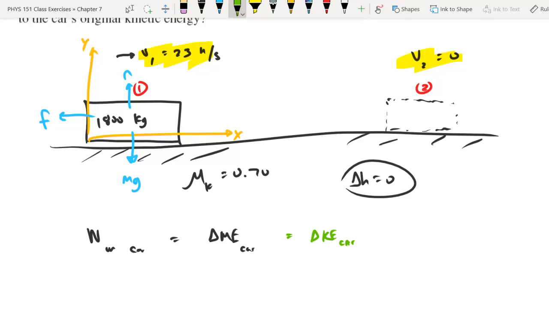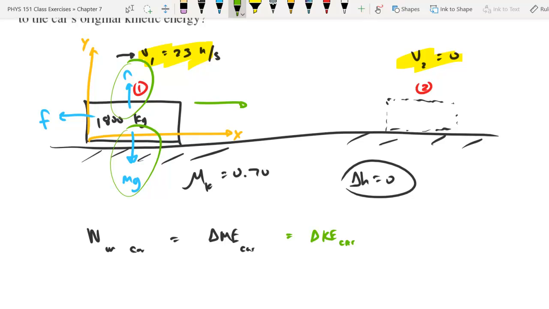And we also say, the work done on the car. Well, the displacement is in this positive x direction, so S is in this positive x direction. I know that the normal force doesn't do any work and the weight doesn't do any work. Neither of these do any work because there's no displacement in either of those directions.